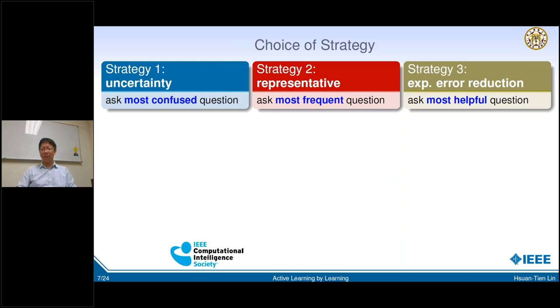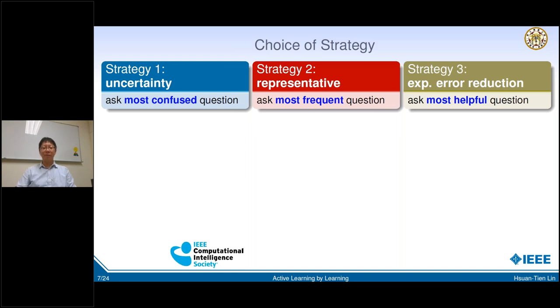And for most helpful, there's a family of algorithms called expected error reduction, which tries to estimate the value of each question by seeing how it can help reduce some errors or losses during the training process. If a question can help reduce the error more, then we view it as a better question, a more helpful question to ask. So there are three different strategies.